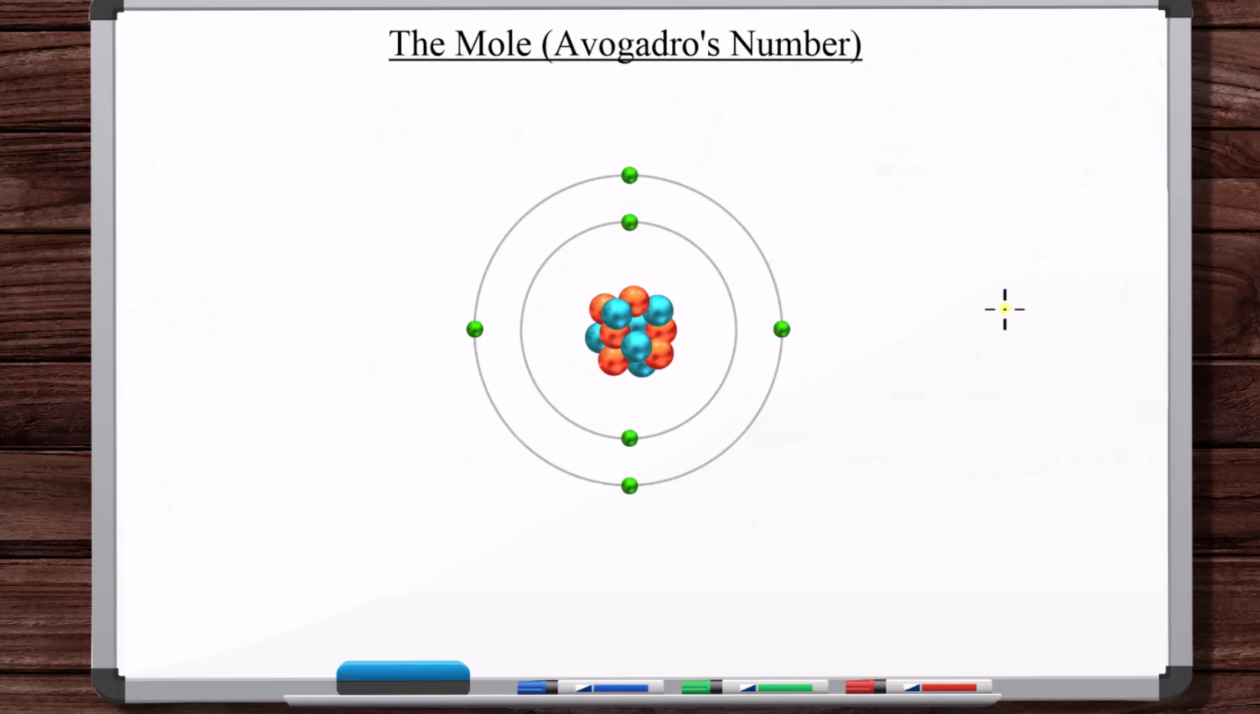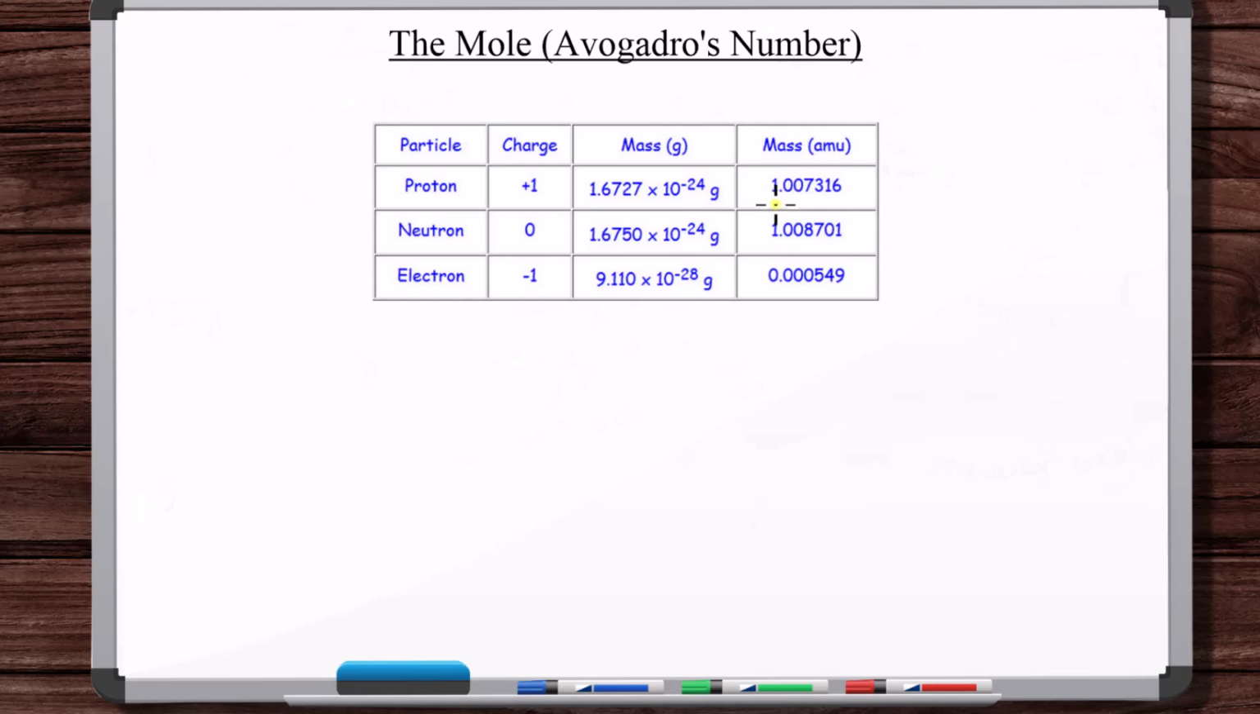If an AMU is 1/12 the mass of a carbon-12 atom, then that means that the mass of a proton and the mass of a neutron are both going to be very close to 1 AMU. Not exactly, but very close. And that's what we see here. It isn't until the third decimal place that the masses of the protons and neutrons deviate from 1. So that's why the AMU is defined that way.